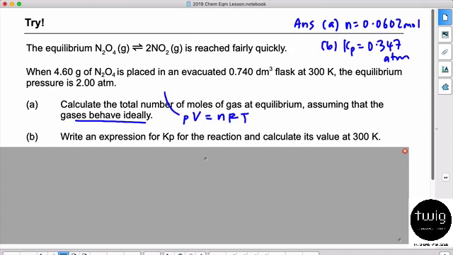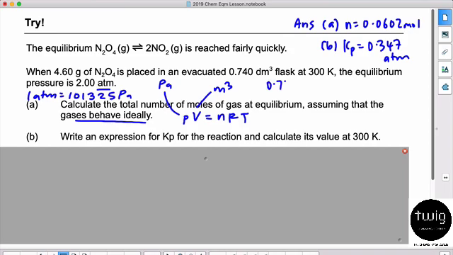So our pressure is in Pascal. Take note that this is in atm. 1 atm, if you do not convert, is 101,325 Pascal. Volume is in meter cube, so you need to change dm cube to meter cube.